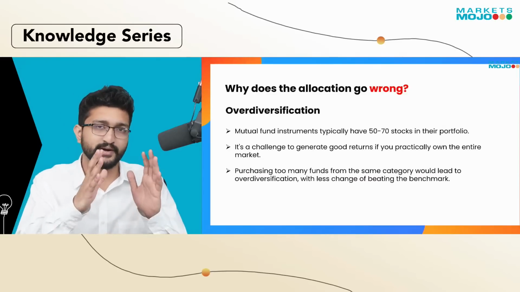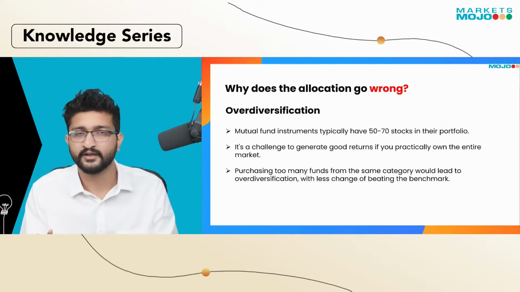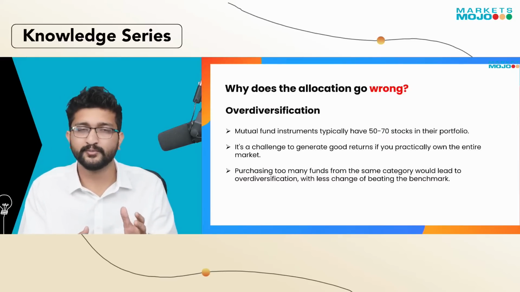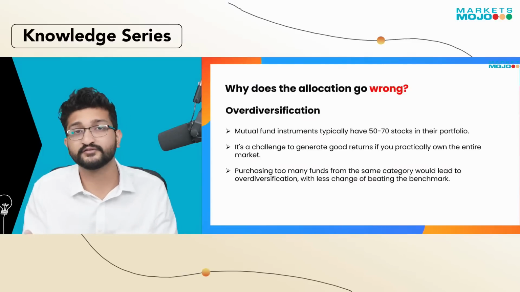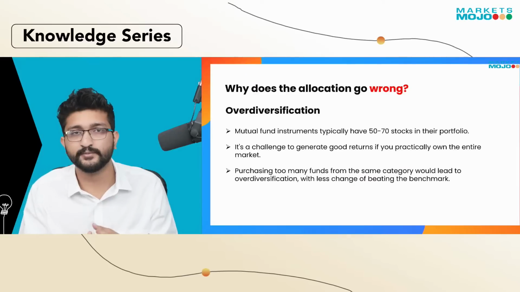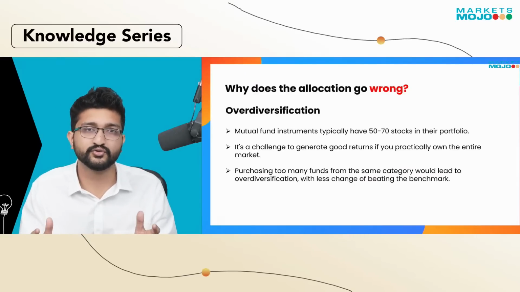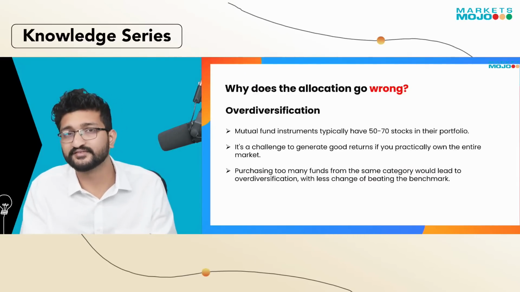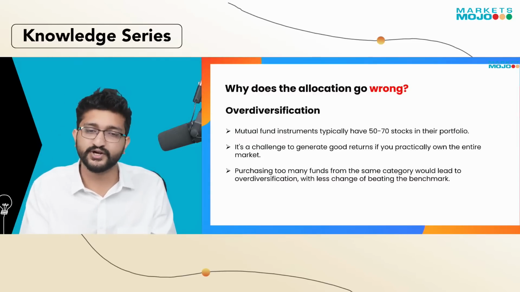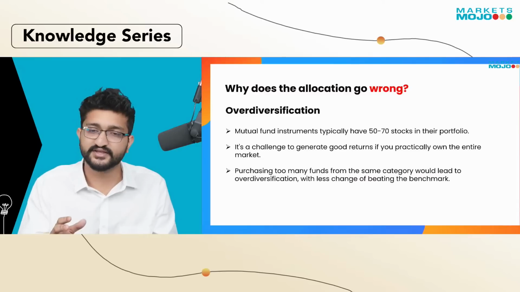One mutual fund might have, let's say, 50, 70 stocks. Another mutual fund might have 50, 70 stocks. And when you add both of them, you might get 80 to 90 unique stocks out of 100. So there can be a chance of over diversification. You'll be adding all stocks in your portfolio, you will never go right. You'll actually get returns probably less than the benchmark also. So purchasing too many funds from the same category would lead to over diversification with less chance of actually beating the benchmark.